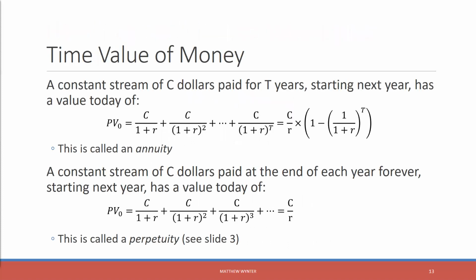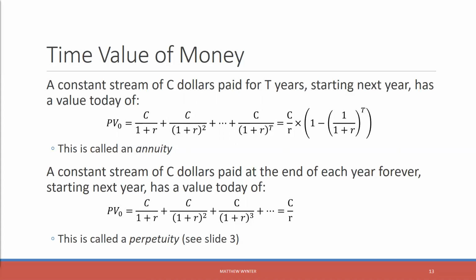So let's move on. More generally, when we think of our time value of money, we can have two very standard ways of looking at these expected cash flows. One would be an annuity. If I have a constant stream of C dollars paid for T years starting next year, it's going to have a present value equal to this annuity formula. There are two things that I want to point out. First is that we always say starting next year or starting next period.